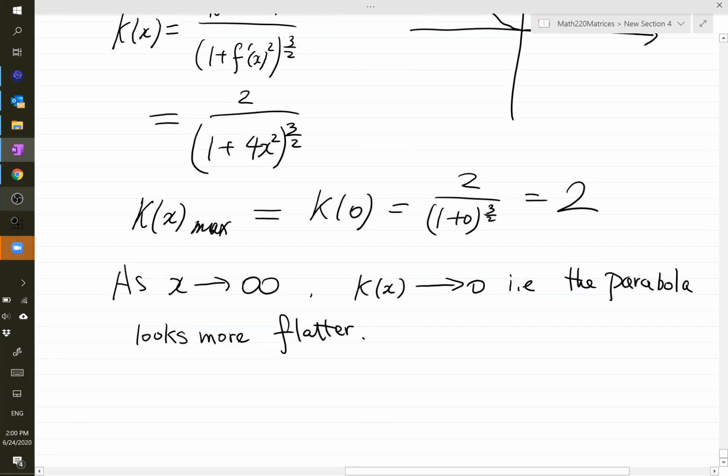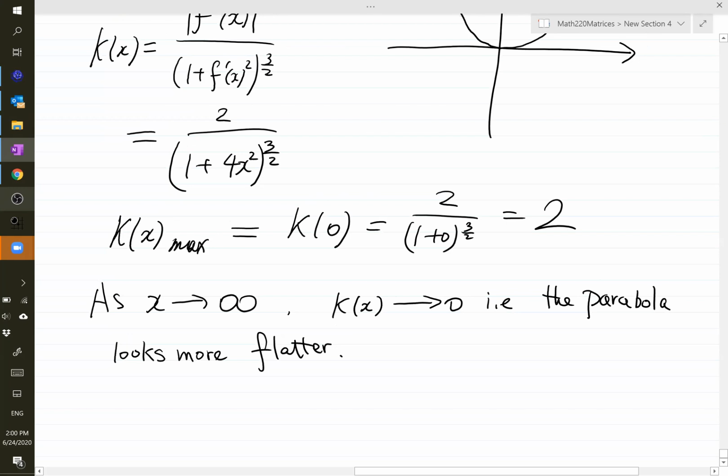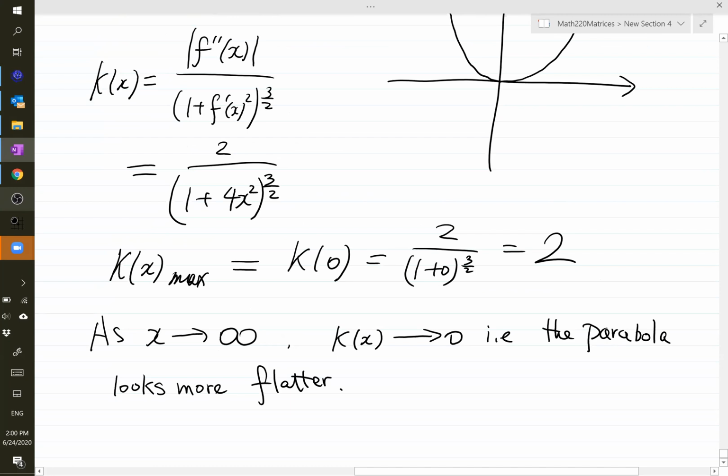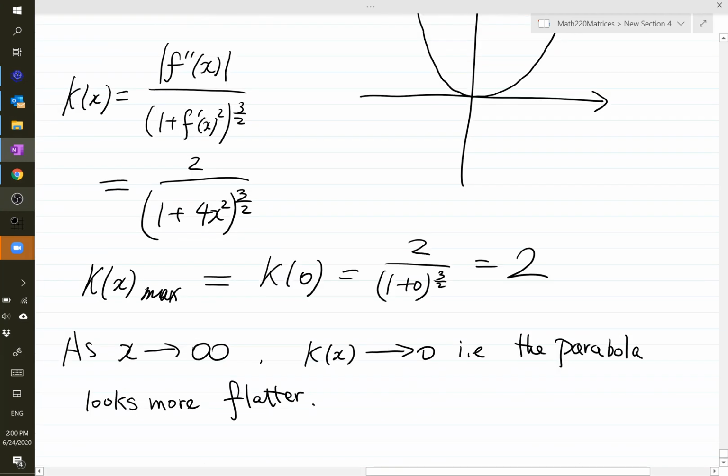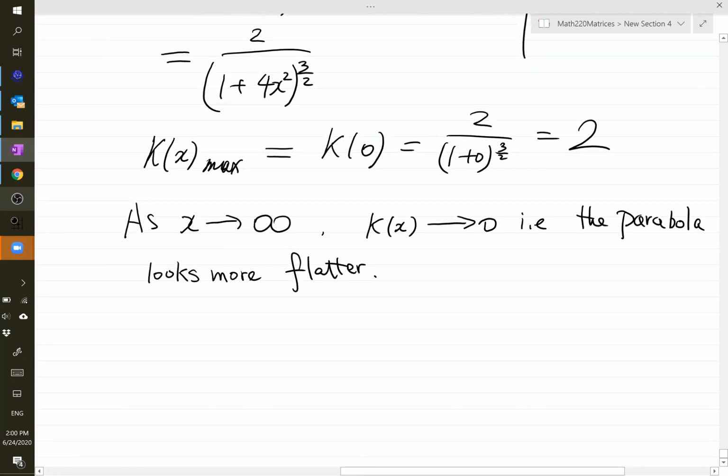So the maximum curvature is non-zero, which is not a good thing. Suppose you use the parabola to design a railway to turn the direction. This is not a good choice because the curvature is non-zero. It can be dangerous if a train drives and turns around on a quadratic parabola.